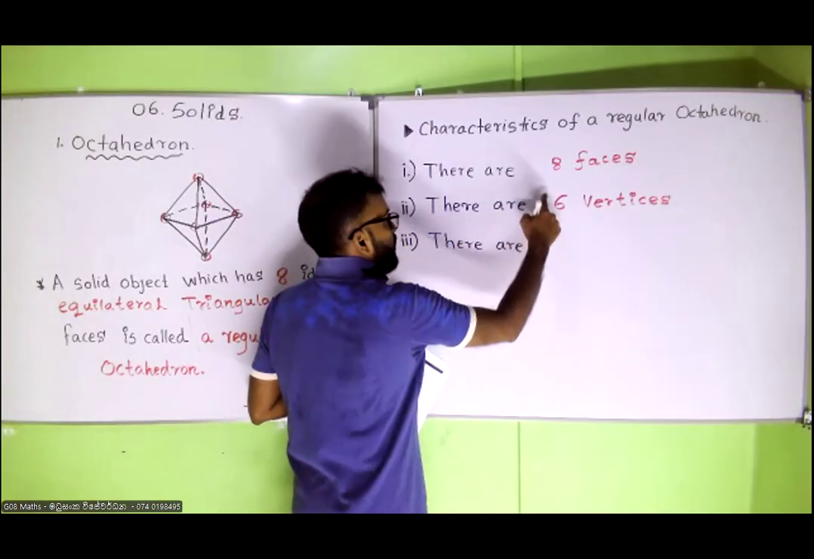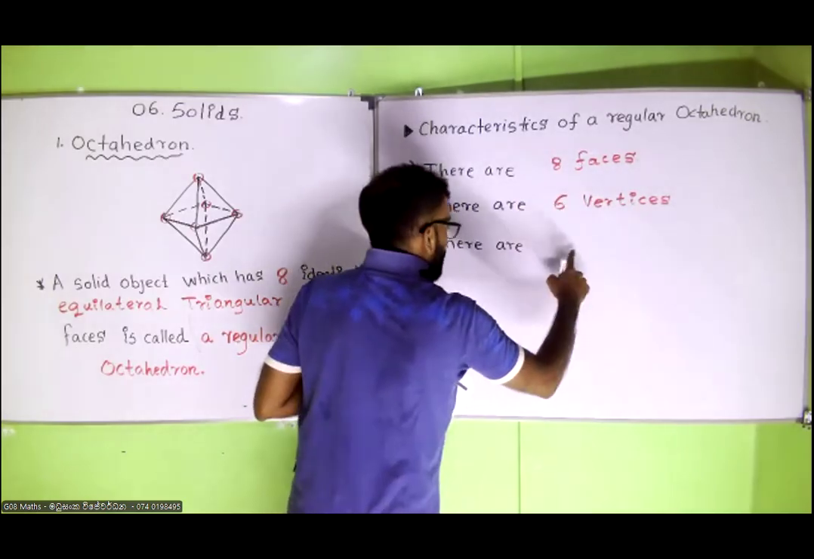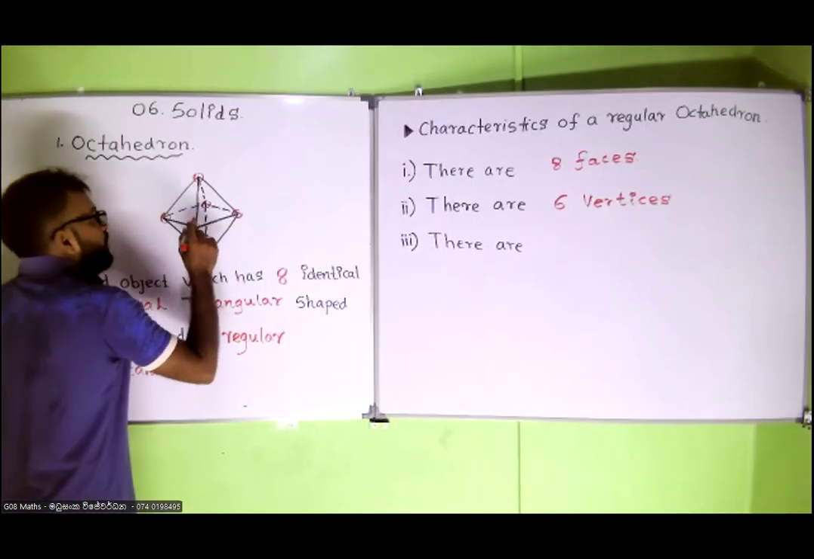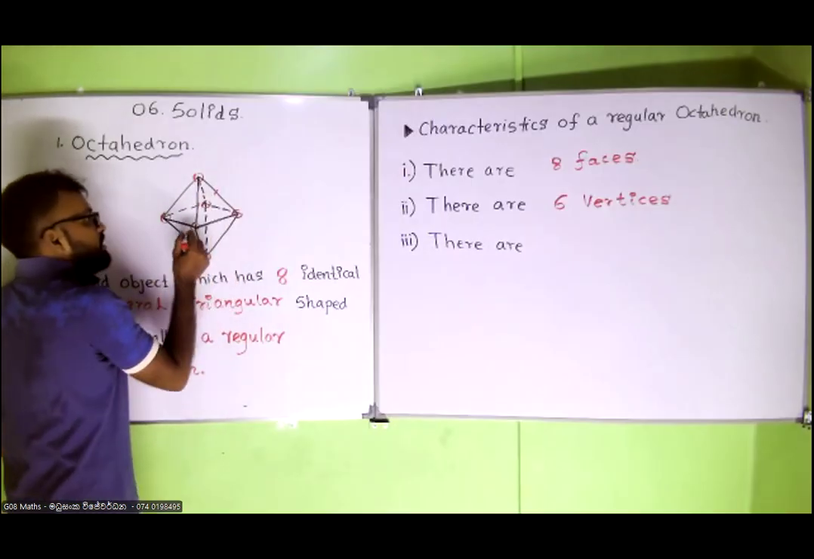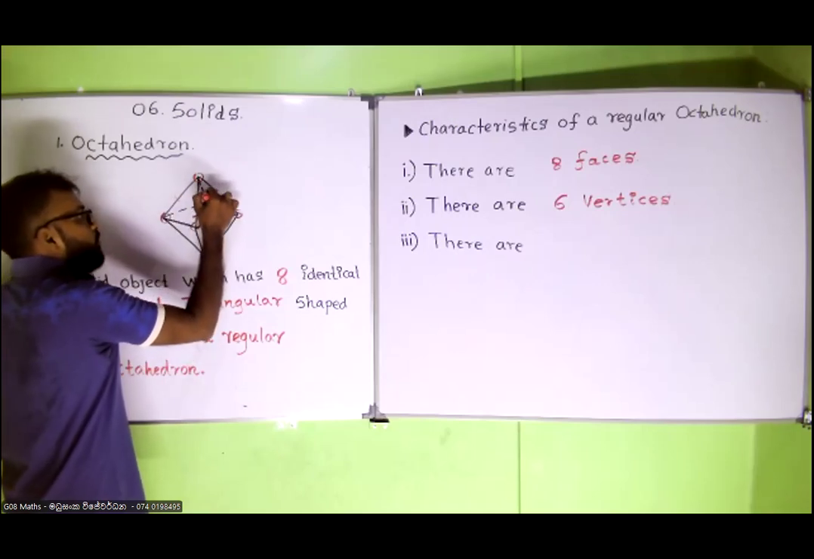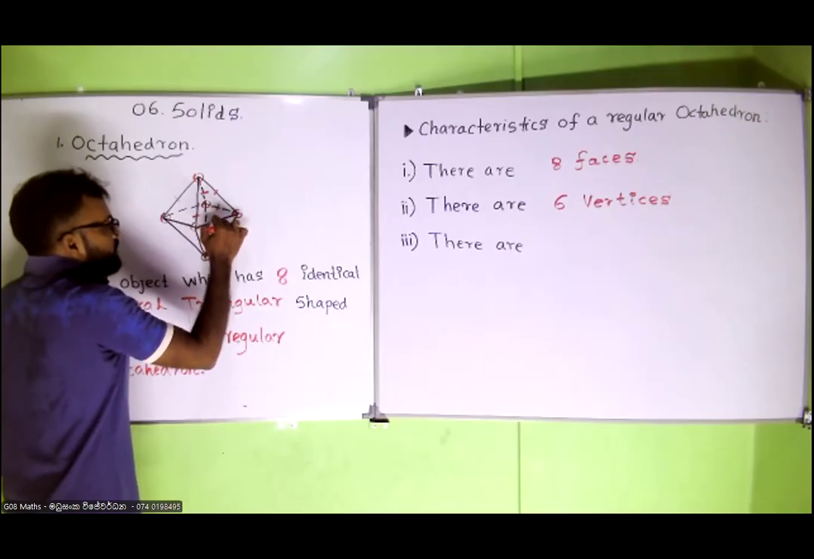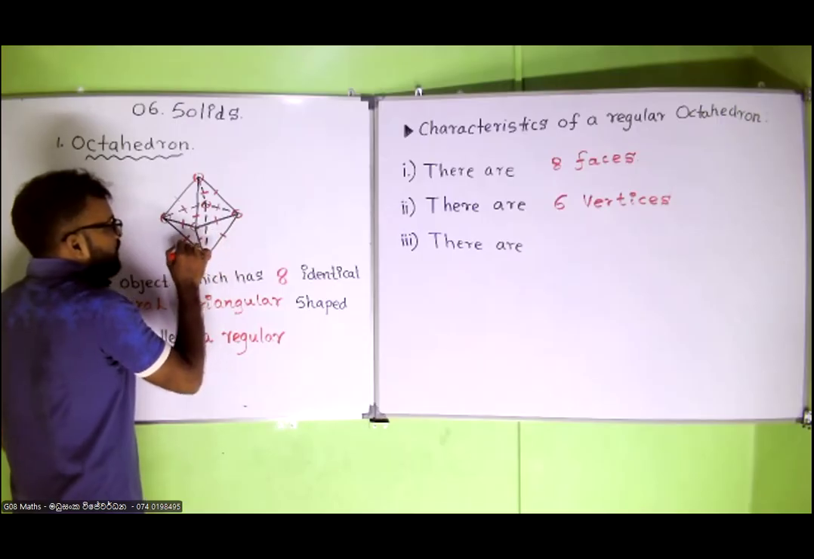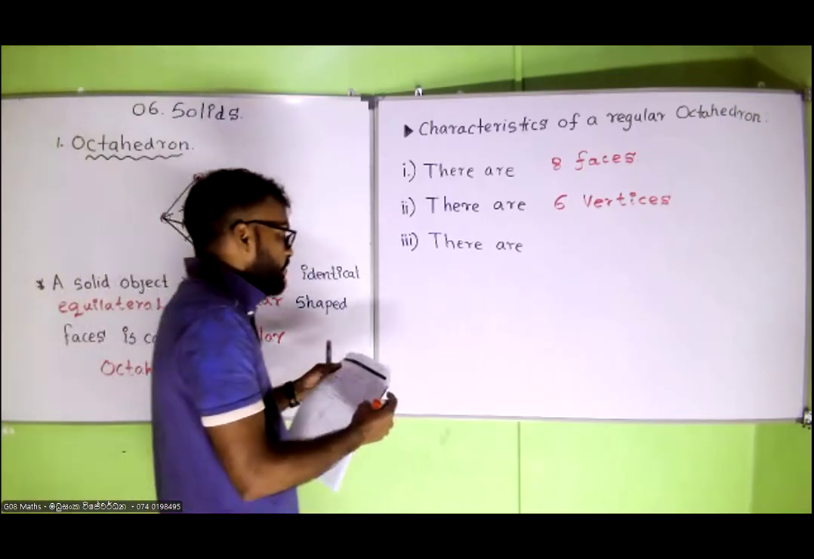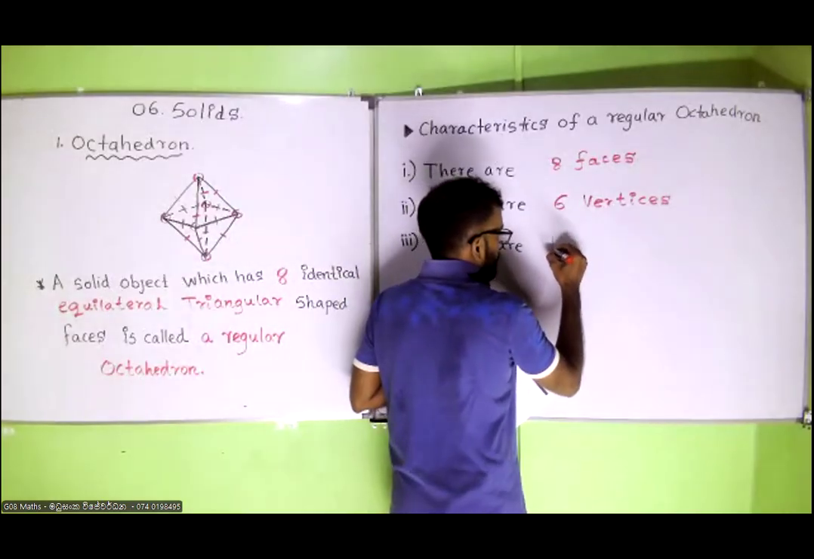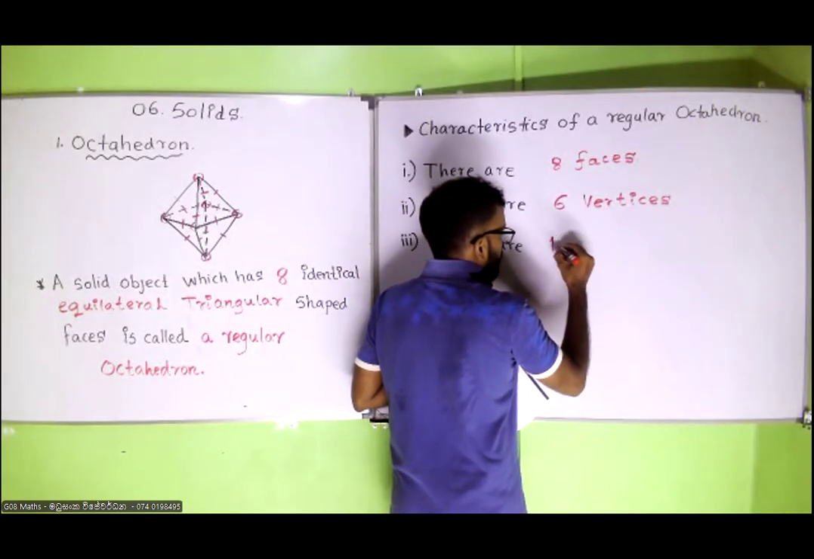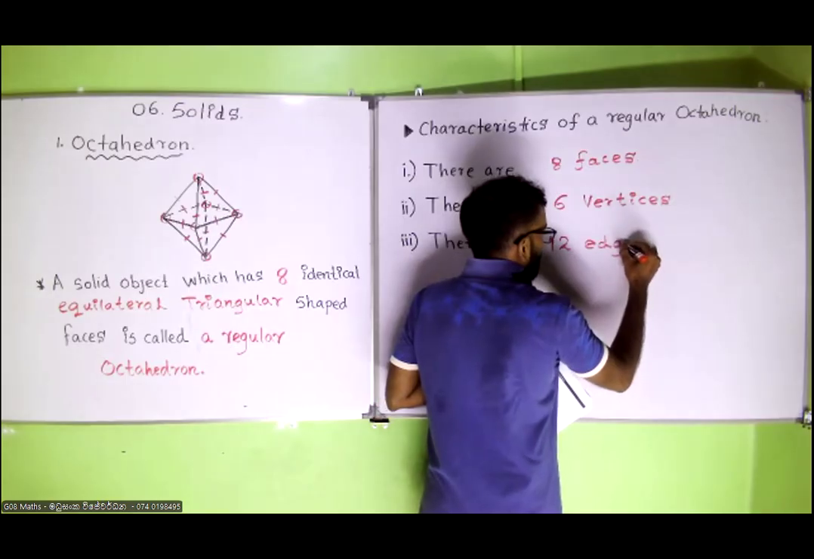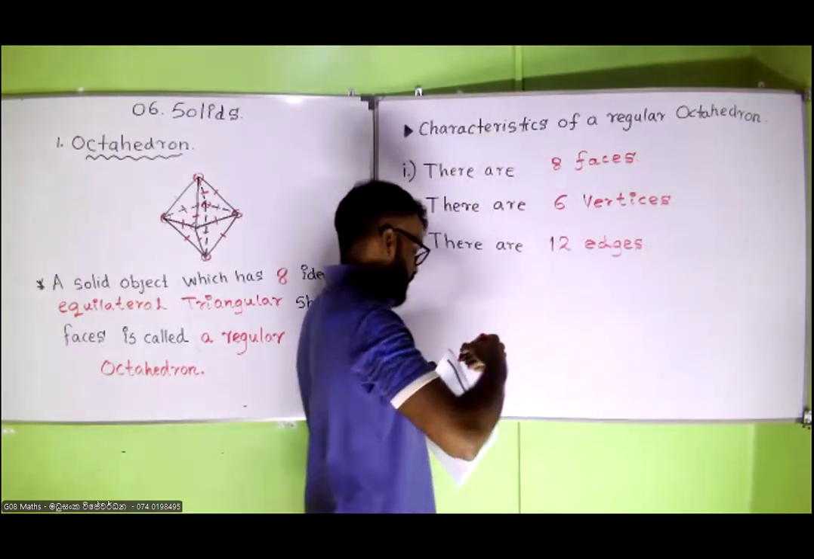Faces are done, vertices are done. Now we are going to find the number of edges. I will count them. This is my first edge, second, third, fourth, fifth, sixth, seventh, eighth, 9, 10, 11, 12. So there are 12 edges.